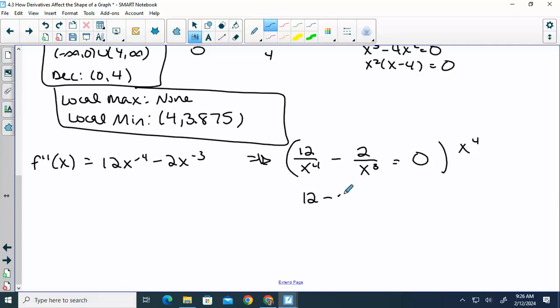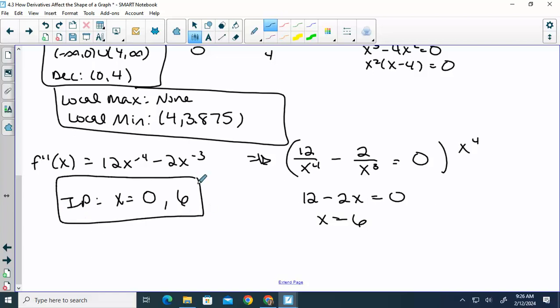So we can do a 12 minus 2x. So then we see x is 6. So my inflection points: 0 because that makes it undefined, and 6 because that makes it 0. We know we need actual ordered pairs when we go to graph them. Can we plot 0? No, that's an asymptote. But we could put in 6, and if I put 6 into the original, it's not going to be pretty. It's about 3.89. I'll go ahead and give a decimal so we can approximate it on our graph.